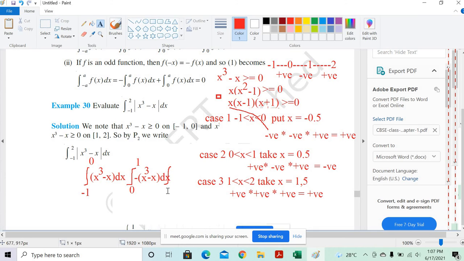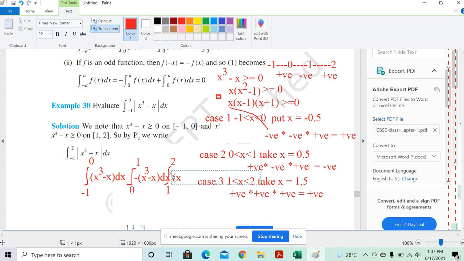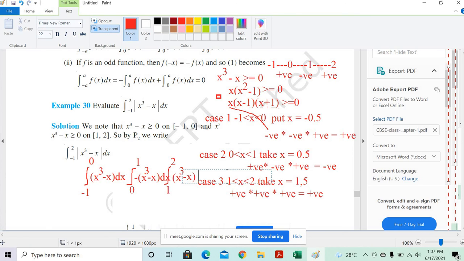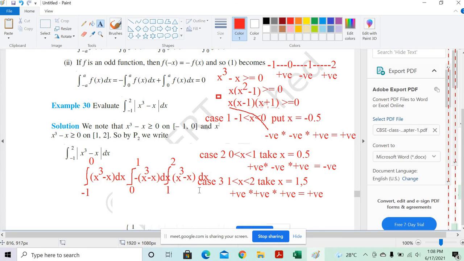Clear? And then again from 1 to 2. 1 to 2 is anyway positive, so no change in the sign, it will remain the same only. So it will become x cube minus x, isn't it? Understood, Vijay? Any questions, any doubts? This is how you have to solve this part. And then it becomes easier now. See, we have removed the absolute sign now. Now this we have to solve, just normal integration.